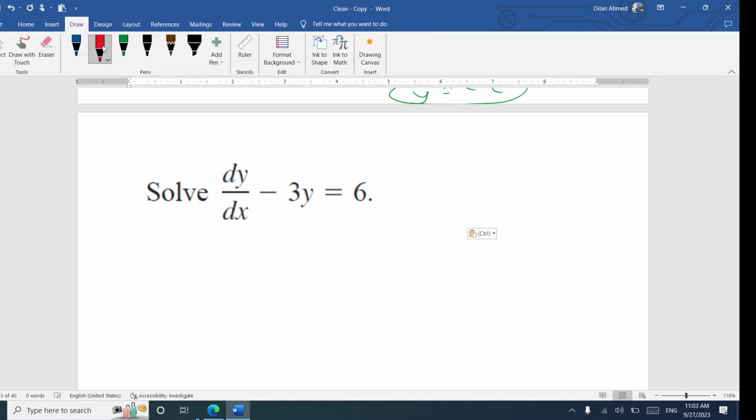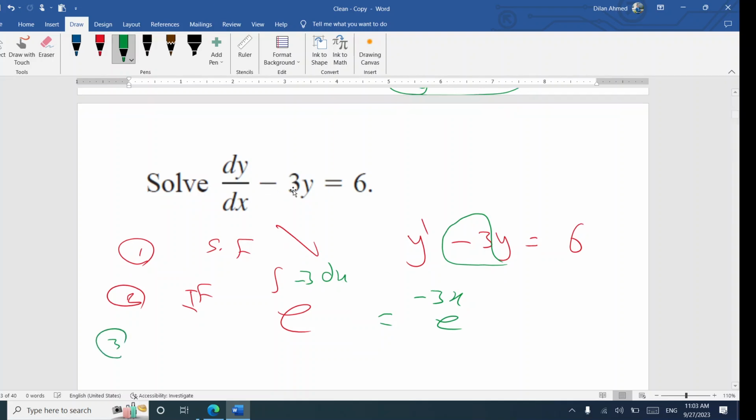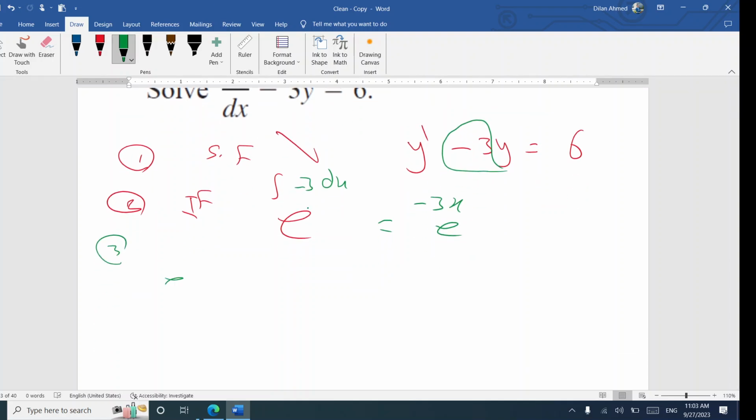Standard form. We check that one. Second, integral factor: e to power minus 3 dx. Am I right? E to power minus 3x. Number 3, third step: multiply both sides.